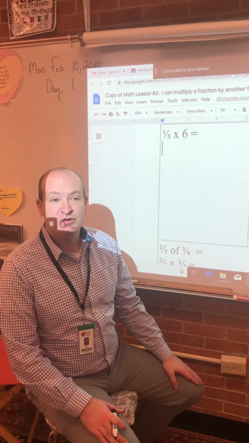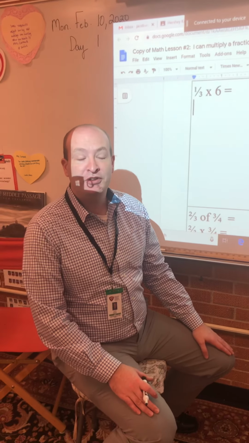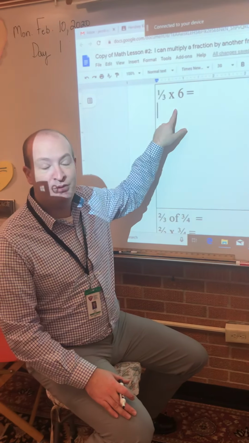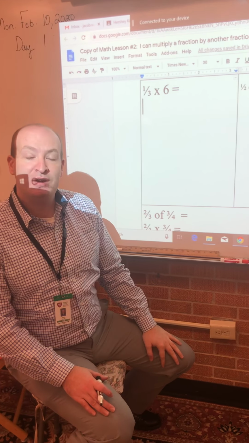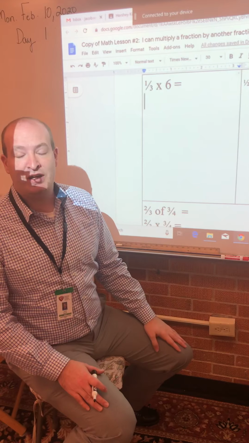I'm here to teach you a lesson on how to use a visual model to multiply two fractions together. Before I start, we're going to do a quick review of multiplying a fraction by a whole number. So when you have this packet, please solve these problems as I do them. Make sure you draw the visual model for both.